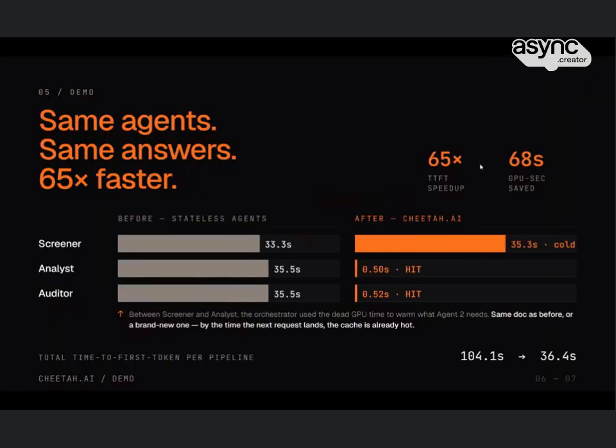For a single agent with a pre-loaded cache, we see up to a 65% increase in performance. And for a complete workflow, for this example, we saw a 2.6 times increase. Now let's look at how this worked in real time.